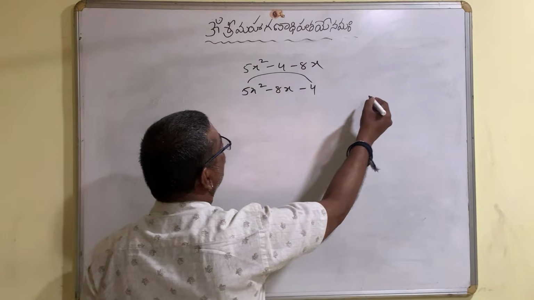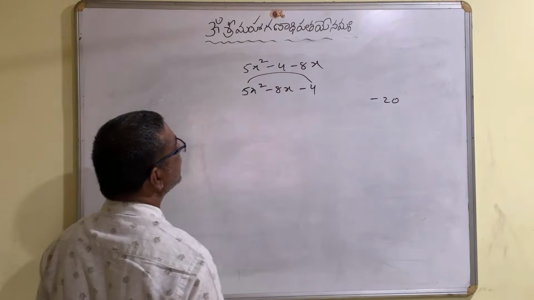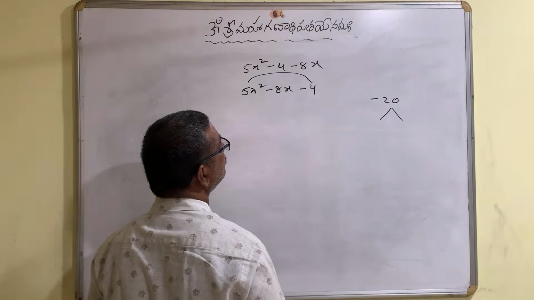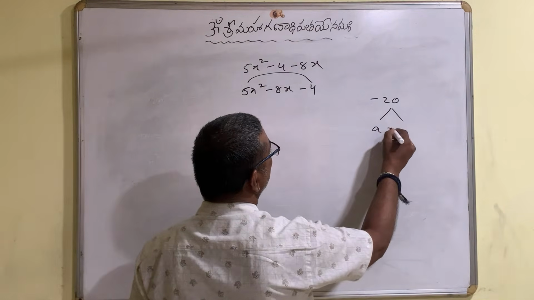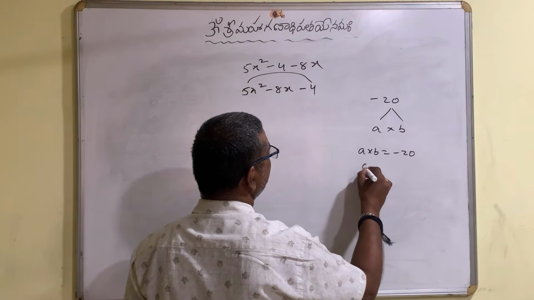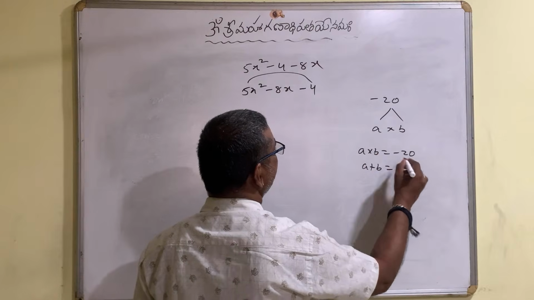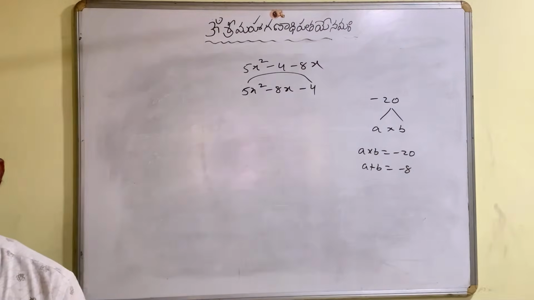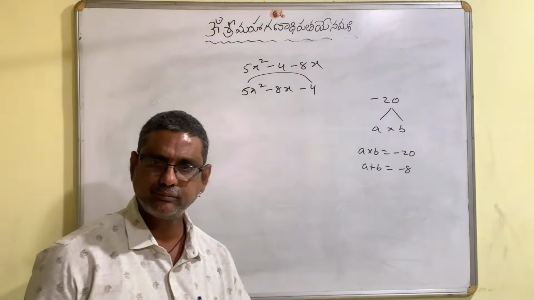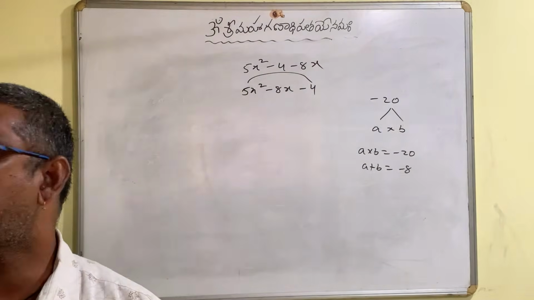5 into negative 4 is negative 20. Divide negative 20 into 2 values, a and b, so that a into b must be negative 20 and a plus b must be negative 8. How to split it?